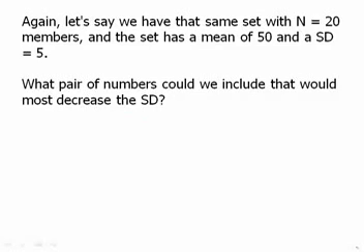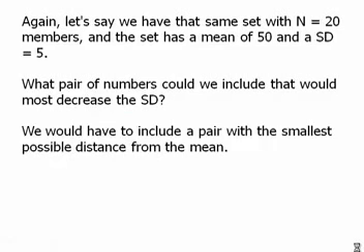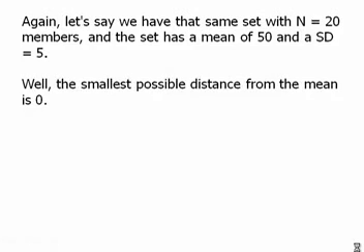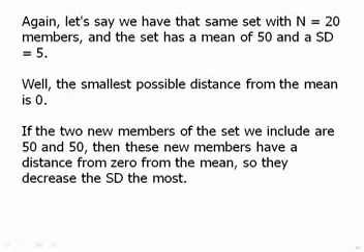Now, we might get curious, what pair of numbers could we include that would most decrease the standard deviation? Well, we'd have to include a pair with the smallest possible distance from the mean. The smallest possible distance from the mean, of course, is 0. You can't have a distance smaller than 0. If the two new members of the set we include are 50 and 50, these two members each have a distance of 0 from the mean, so they decrease the standard deviation the most.